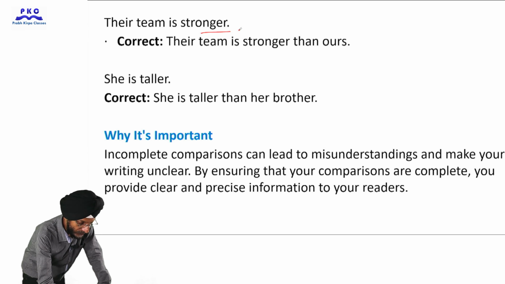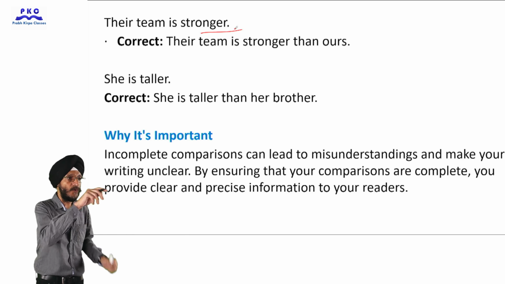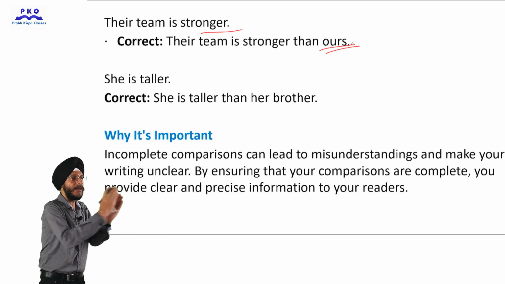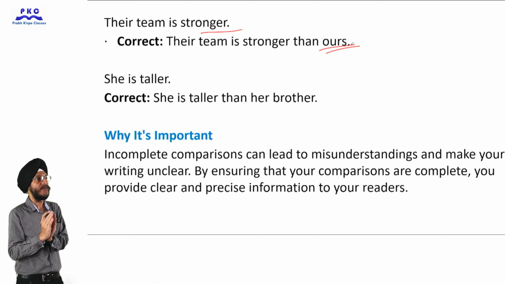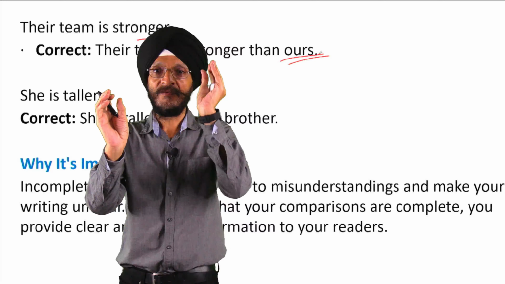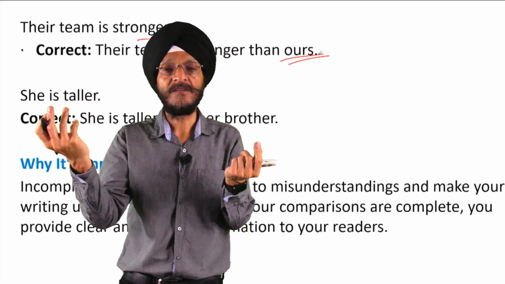Their team is stronger. Stronger in comparison to what? Stronger than ours. So here we have made the comparison between their team and our team. That is, when we are making a comparison, two items should be there. One item is being compared against another item. She is taller. Taller than what? Taller than her brother. On one side is her brother and on the other side is she. So the comparison is being made between she and her brother so far as their heights are concerned.